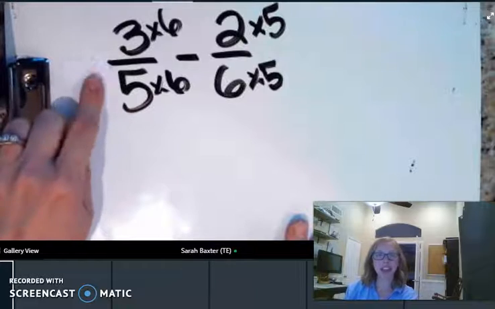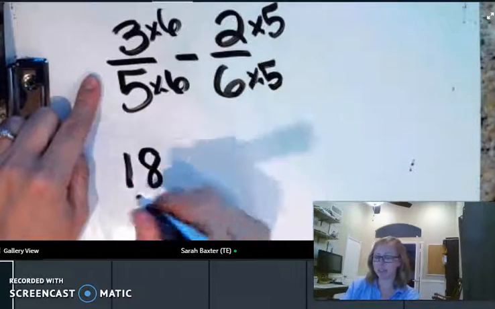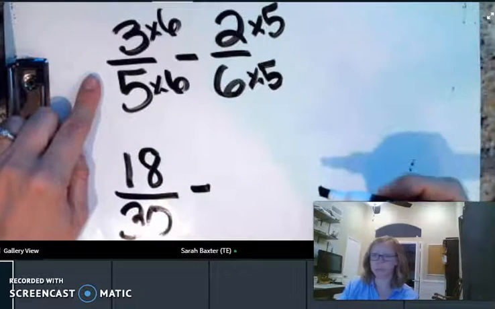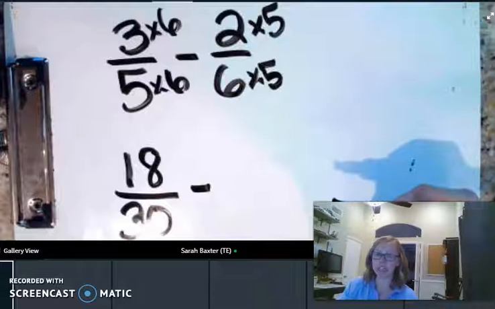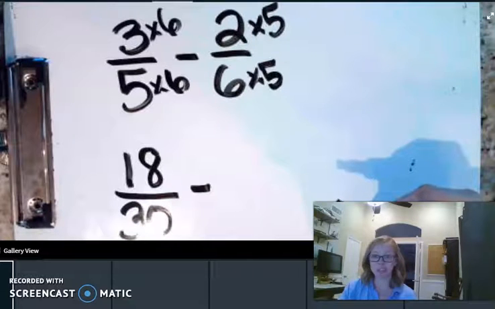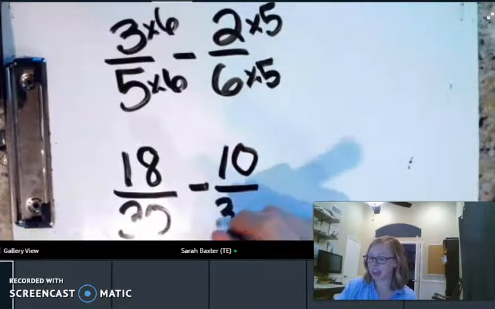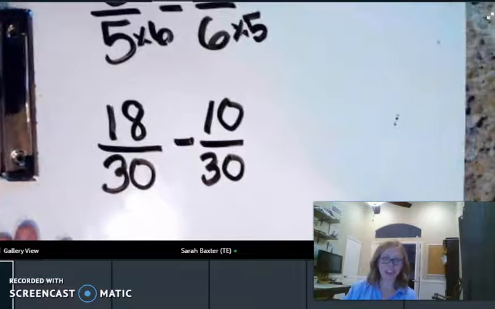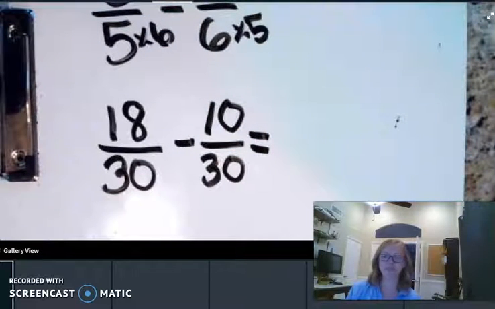For our first fraction, 3 times 6 is 18. 5 times 6 is 30. I'm going to subtract my second fraction. Again, pause the video if you're not quite to this point and you need to keep working. Use the video to double check. 2 times 5 is 10. 6 times 5, still 30. So now I've got common denominators. Now I can subtract here.